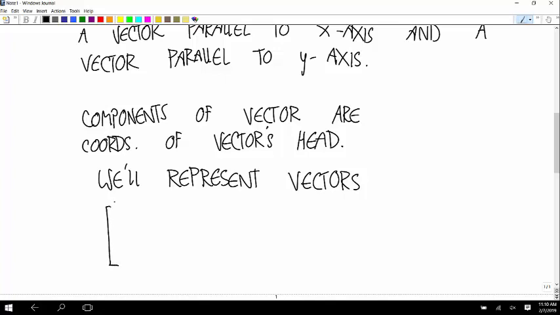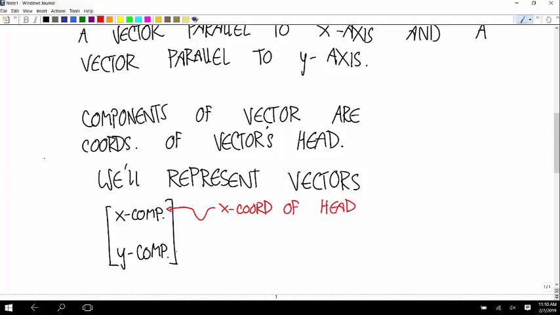As an ordered pair. We're going to do it as a column vector, as a column matrix, so this will be the x component on top and the y component on the bottom. And the x component is the x coordinate of the vector's head, and the y component is the y coordinate of the vector's head.